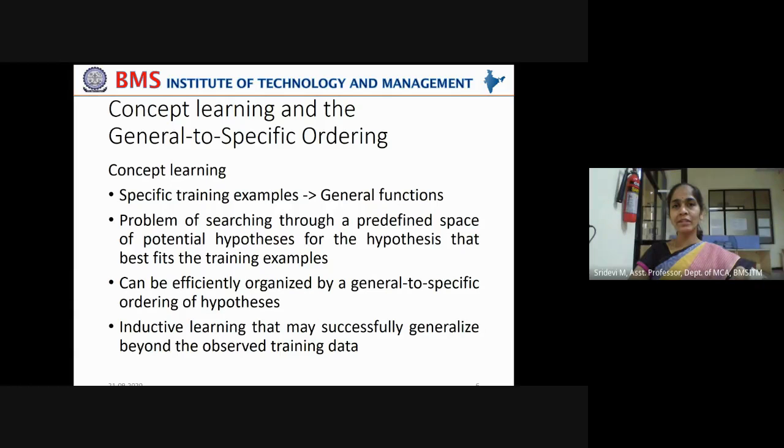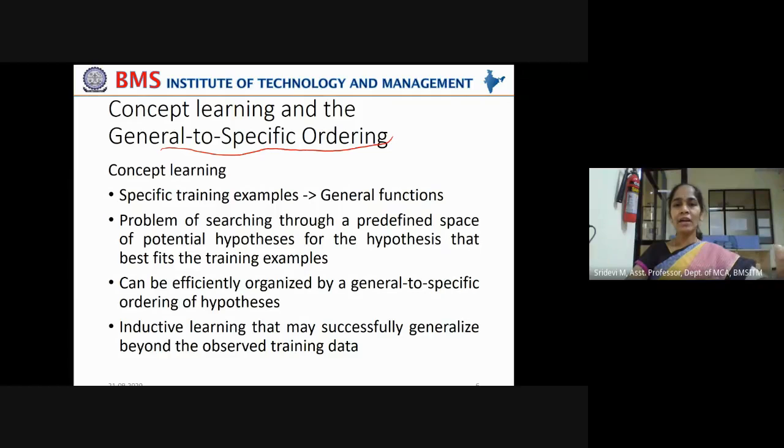Now all you students are learning machine learning concept, right? Based on the training experience I give you, and you are using that training experience in order to develop some machine learning programs, machine learning applications. That is your outcome. That is your task you are performing. Got it? So concept learning is learning about some task, to perform some task. Okay. Now what is this general to specific ordering?